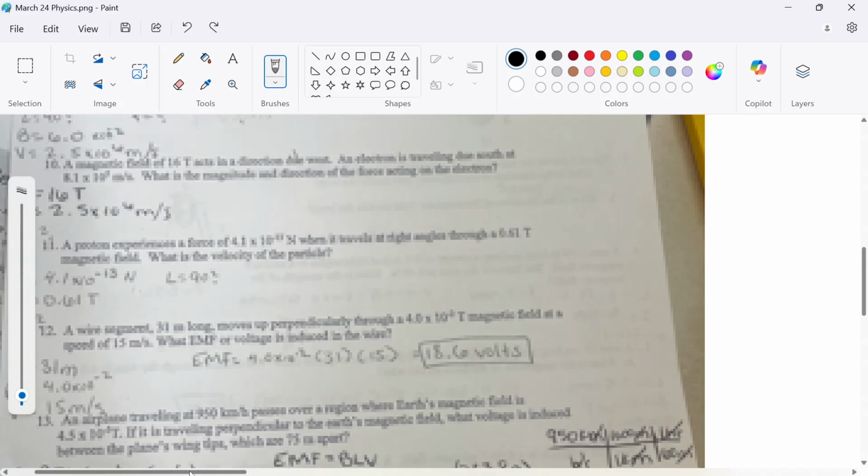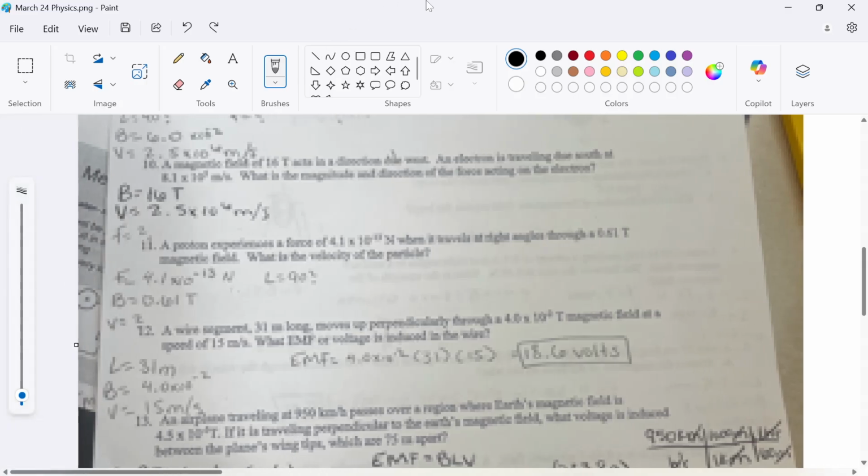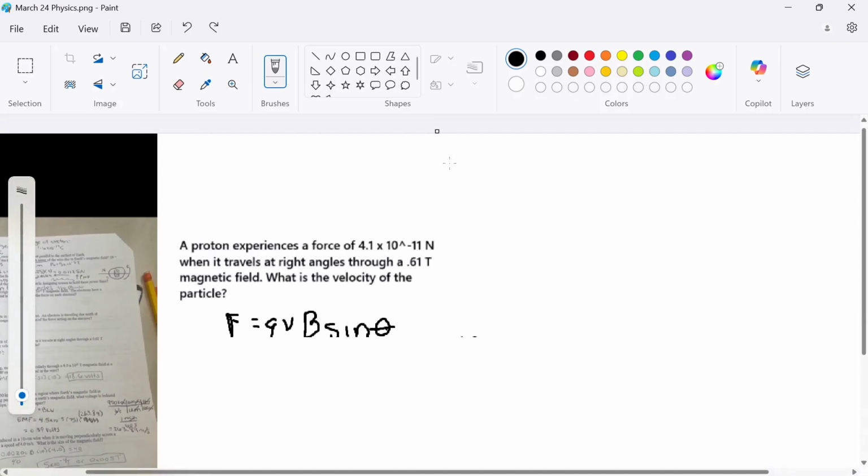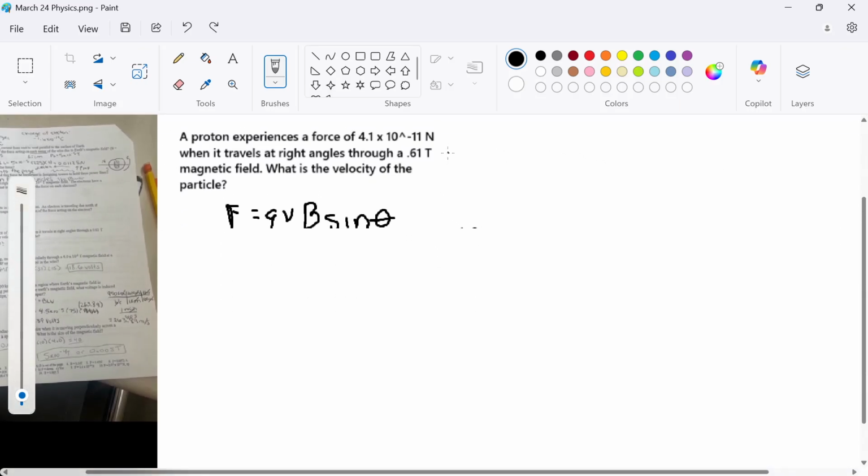So I think I'm going to work number 11 on this one. I think I got everything right. I don't know if I have the numbers right, but this is what I got from it. I got that a proton experiences a force of 4.1 times 10 to the negative 11th newtons when it travels at right angles through a 0.61 Tesla magnetic field. And then the question is, what is the velocity of the particle?